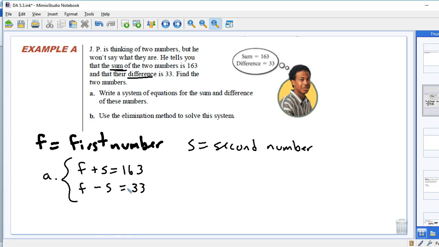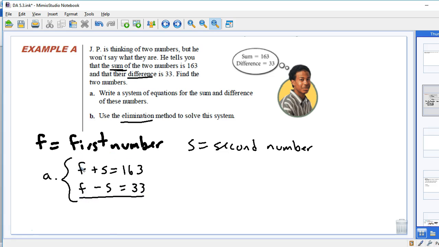Now part B says we want to use elimination to solve the system. Well, elimination method really just means exactly what it says. We want to eliminate one of our variables. So if I add this equation to this equation, I can add everything on the left side and add everything on the right side, and they should be equal, right? Because F plus S is the same as 163. So I don't change what this whole equation looks like. Really, it's kind of like adding vertically.